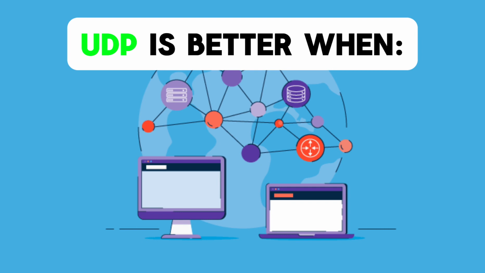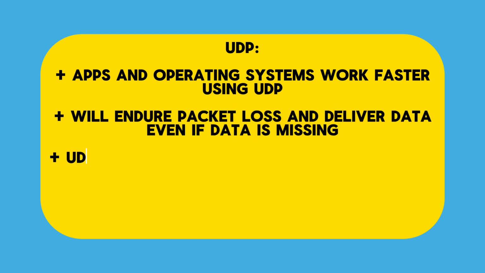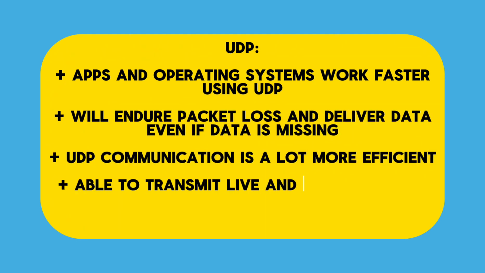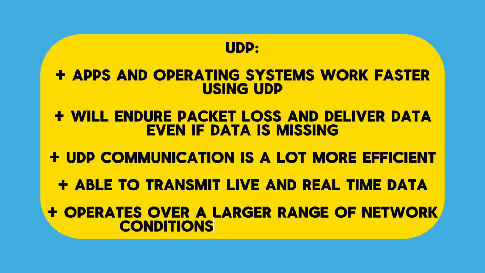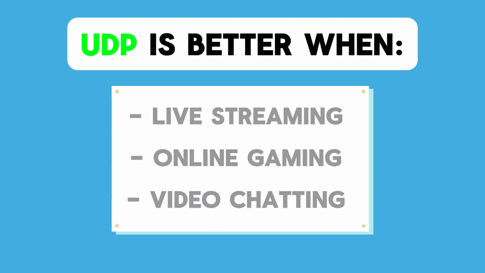On the other hand, we have UDP, which we have established is a lot faster than TCP. It also endures packet loss, meaning the data will be delivered even if some of the message is missing. Communication using UDP is a lot more efficient, it can transmit live and real-time data, and it can also operate over a larger range of network conditions compared to TCP. All of that makes UDP a lot more suited for data transfers like live streaming, online gaming, and video chats.